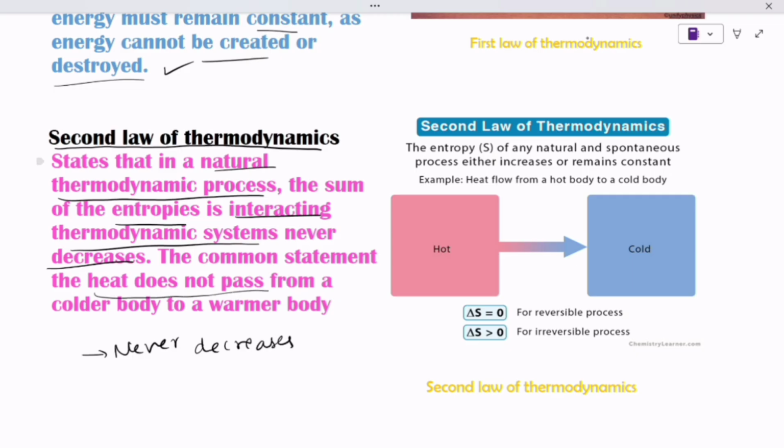Next, in a common system, heat does not pass from a colder body to a warmer body. By seeing this image of the second law of thermodynamics, the entropy of any natural and spontaneous process either increases or remains constant. Here heat flows from a hot body to a cold body. This is the second law of thermodynamics.